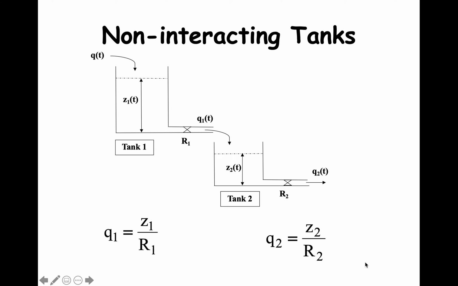This is the sketch we use to illustrate non-interacting tanks in series. With non-interacting tanks, what happens in tank 2 does not impact the flow from tank 1, so it was non-interacting. The relations between fluid flow rate, tank fluid depth, and flow resistance shown here assume laminar flow. Turbulent flow can be used too.